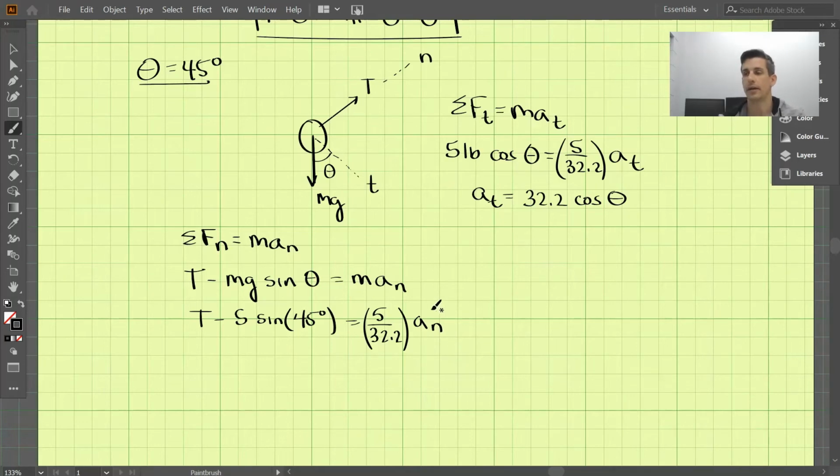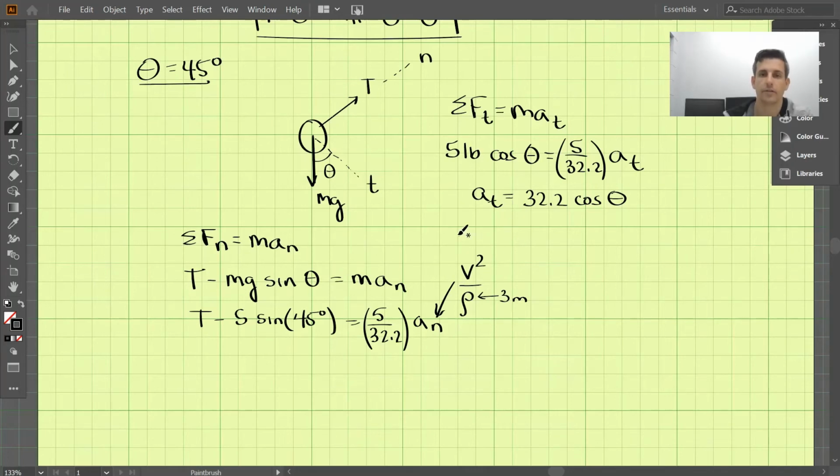Now, remember what our equation is for the acceleration in the normal direction, right? This is equal to the velocity squared over rho. And we know rho is 3 meters, but we don't know the velocity when theta is equal to 45 degrees. So to be able to solve for the tension at 45 degrees, the tension in this cable, we need to know the velocity.